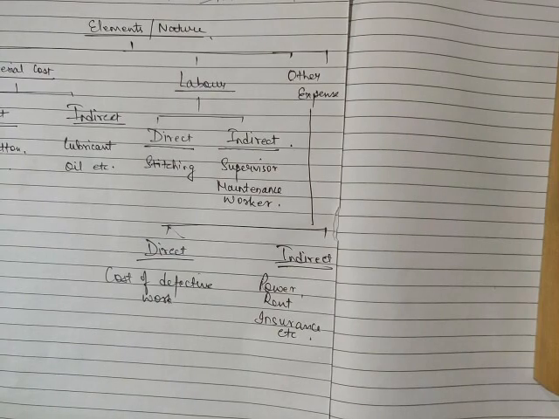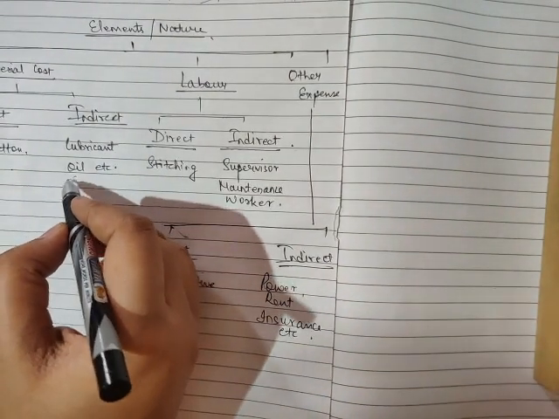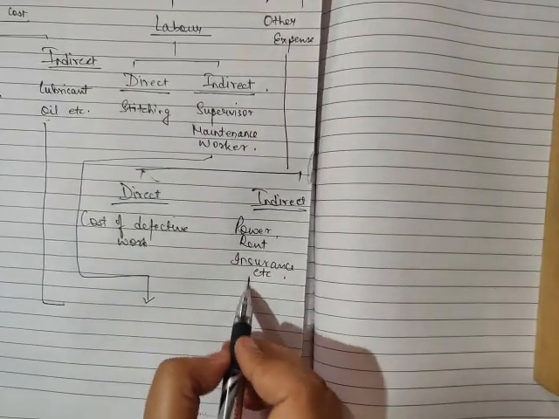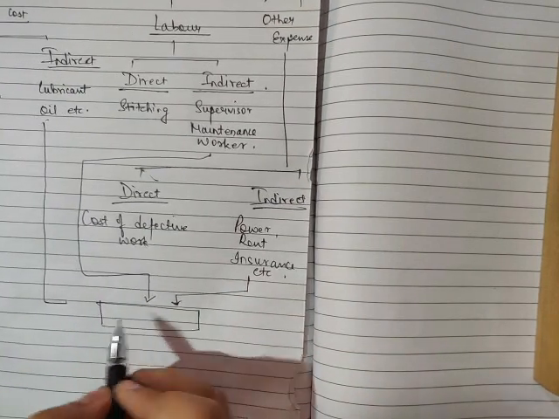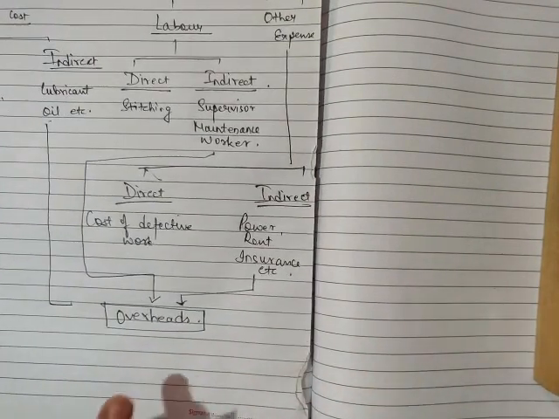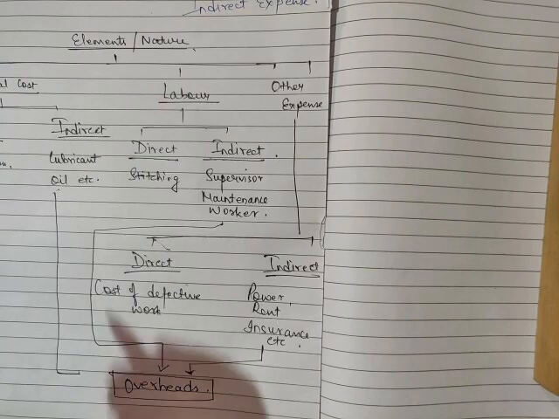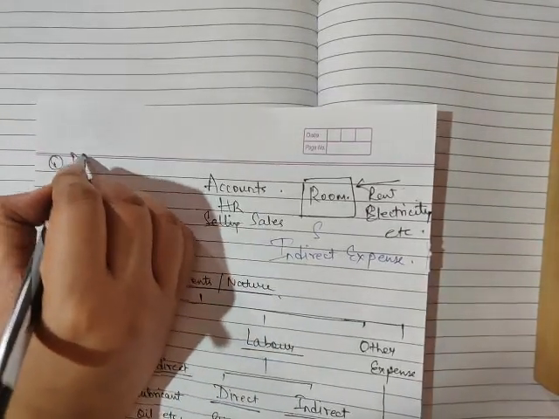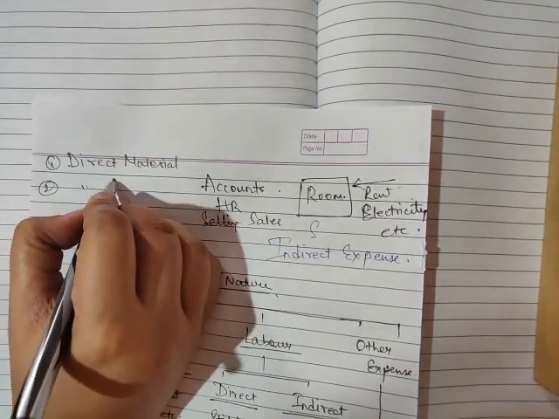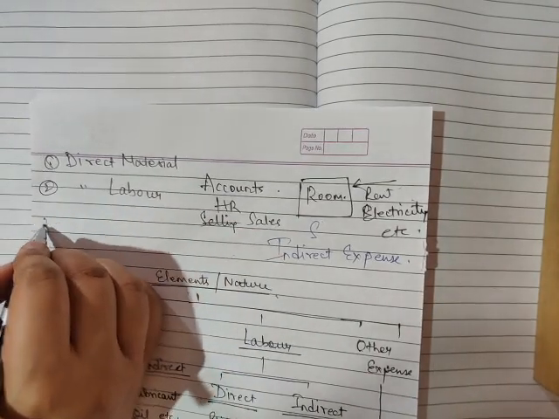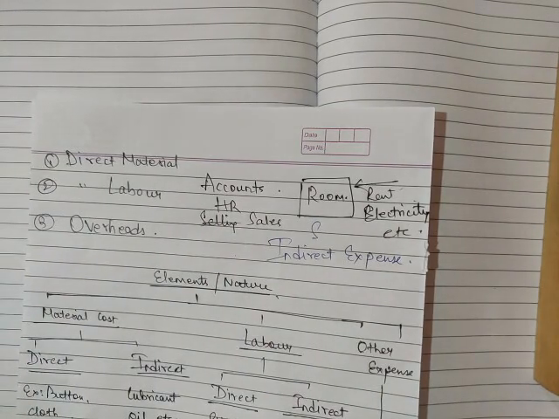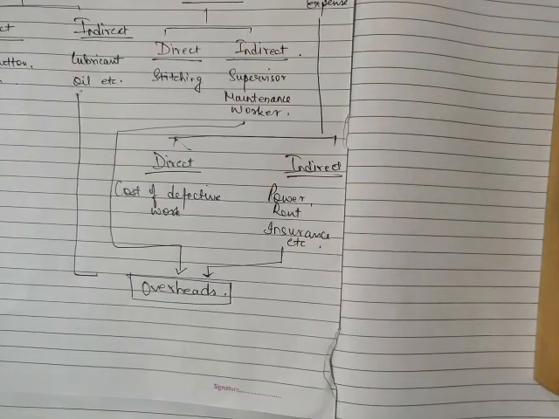Now, all these indirect costs, that is indirect material cost, indirect labor cost, and indirect other expenses, are actually known as overheads. So we can say that there are actually three kinds of expenses. One is a direct material cost. Number two is a direct labor. And number three are the overheads. The overheads comprise of all the indirect expenses.